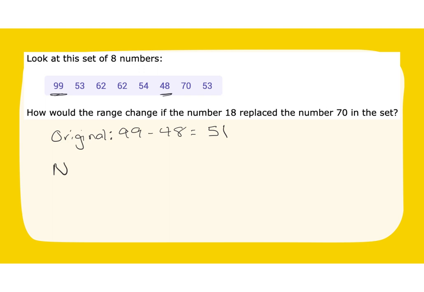For our new data set, where we cross off 70 and put 18, well, now 18 is our lowest number, and 99 is still the top number, so 99 minus 18, which would be 81. So our range increases by 30 if we replace the 70 with an 18.